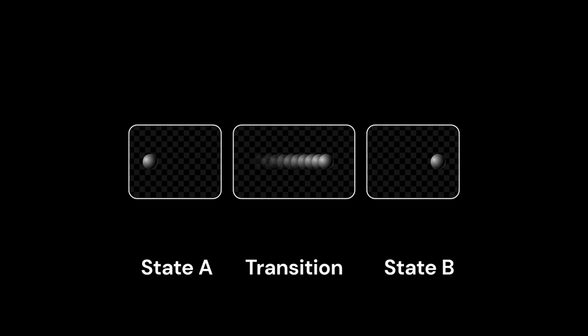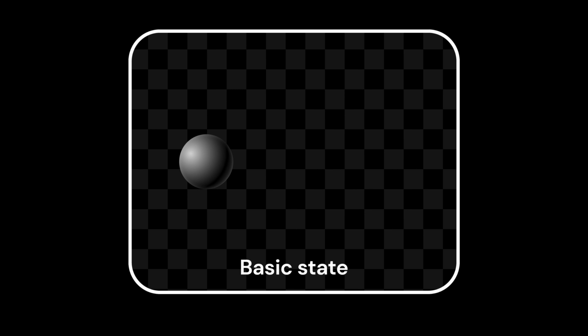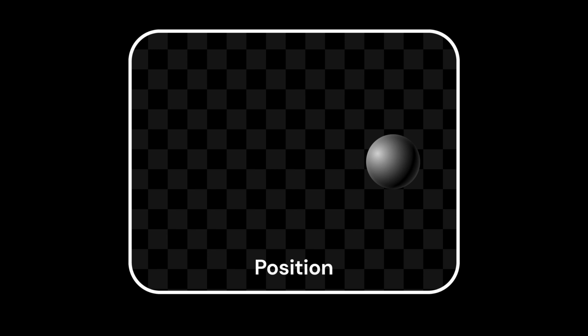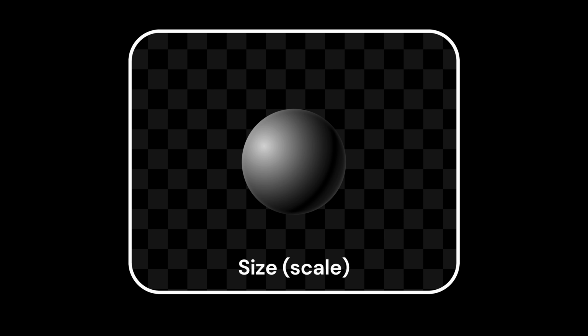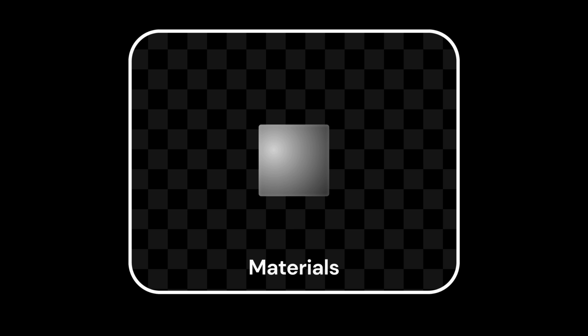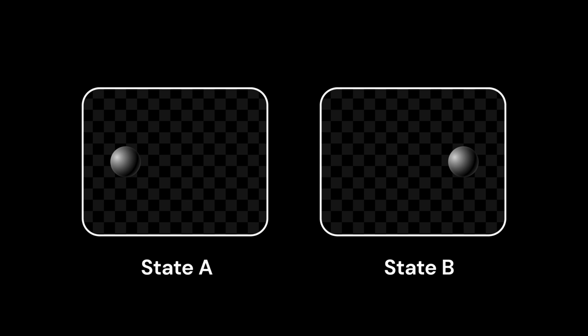So the first state, or more correctly the basic state, is the default state of your object. Any other states should have some property changed. It could be position, size or scale, rotation, a material value, for example color, or an object value, for example corner radius. So to make an animation, first of all you need to create states for your object.